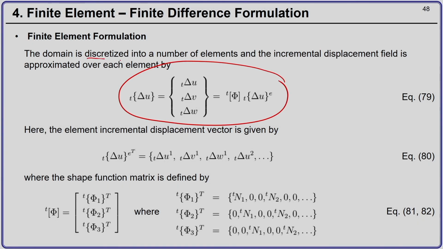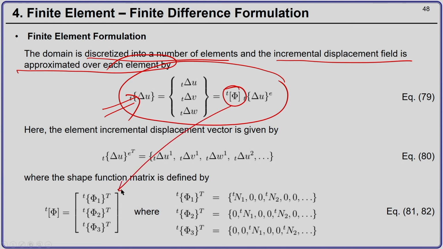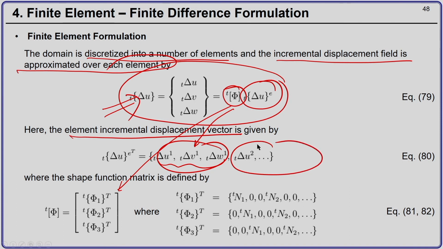So, first we discretize our domain into a number of finite elements, and then the incremental displacement field is approximated over each element E using the following form, where phi over here is nothing but the shape function matrix, and delta U E is nothing but the elemental incremental displacement vector, that is, the incremental displacement vector of node 1, then incremental displacement vector of node 2, all the way up to the number of nodes that we will have. Okay. So, for example, for an 8 noded element, delta U E will be a 24 cross 1 matrix, okay, and this also will be a 24 cross 1, and this is a 24 cross 1.